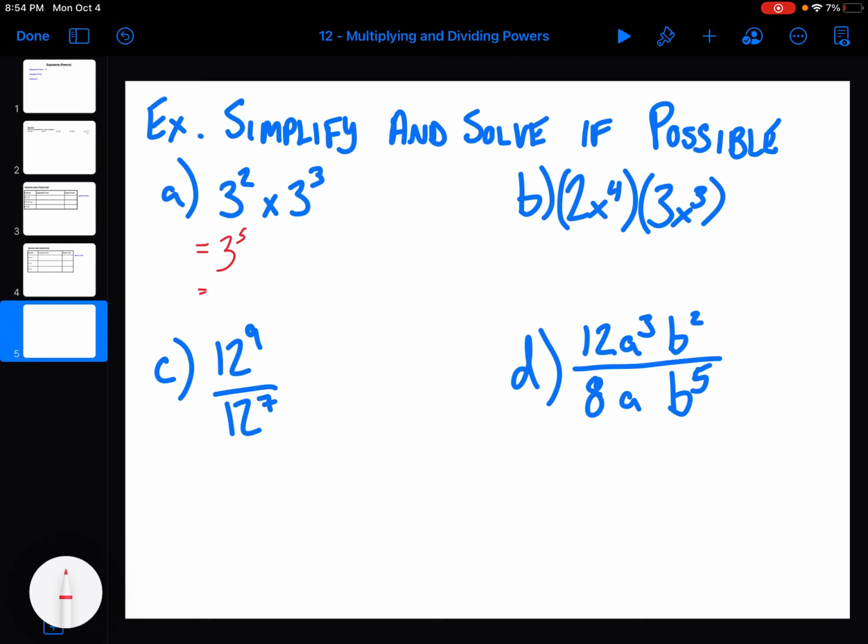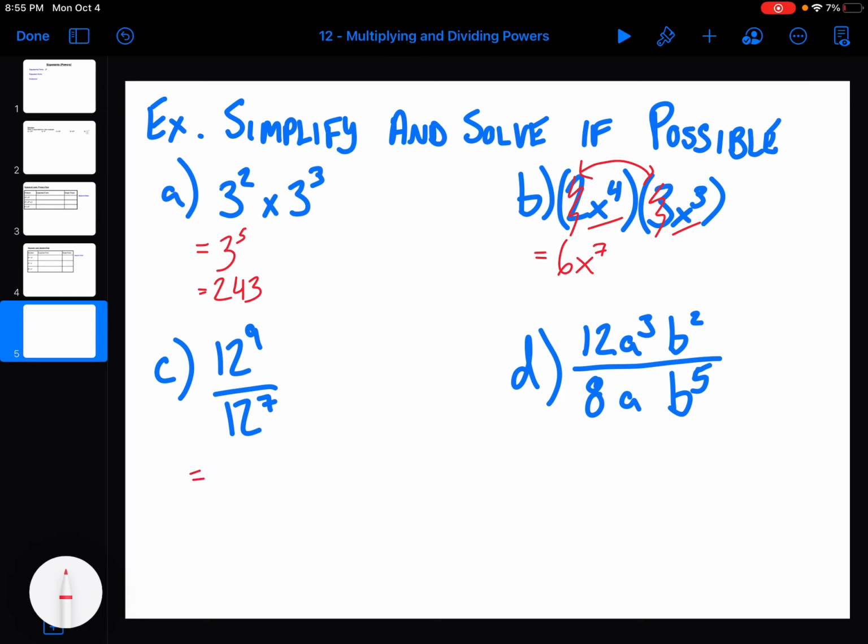And then you've got to learn how to use your calculator. Okay, you need to get 243. You might eventually memorize that. That's one of those ones that comes up quite often. Now, what if we have numbers first? Well, let's just look at these numbers. 2 times 3, that's 6. And now they're out of the picture. So we've got x and x. Well, I know I'm going to put an x, and then I add my exponents. 4 plus 3 is 7.